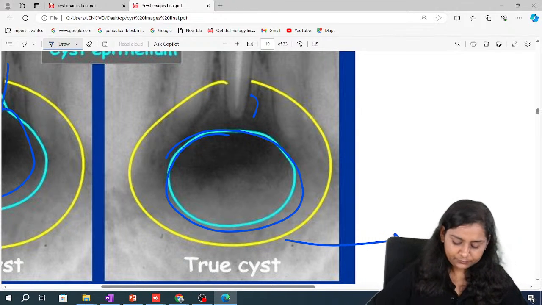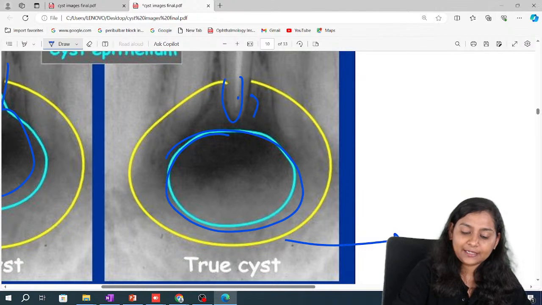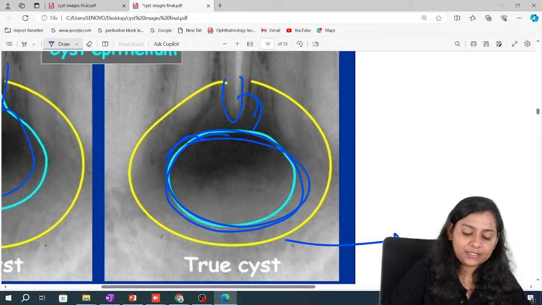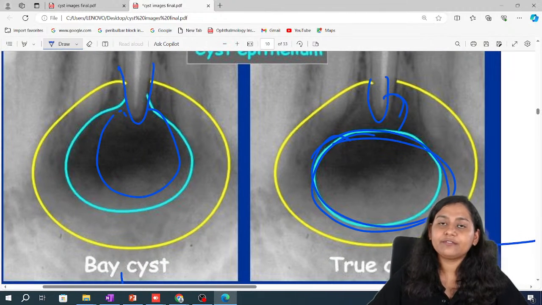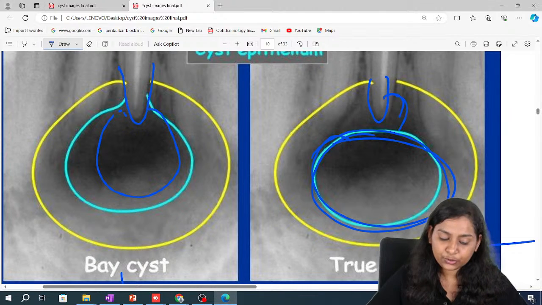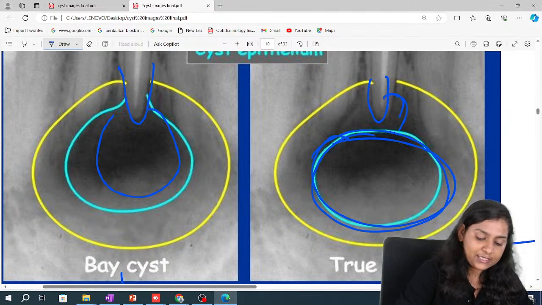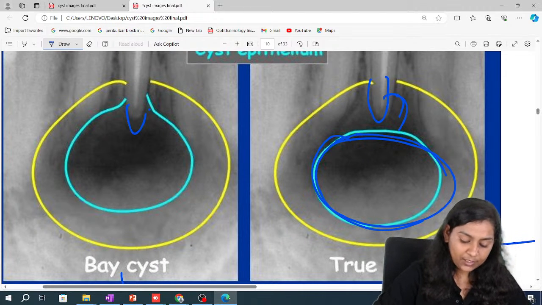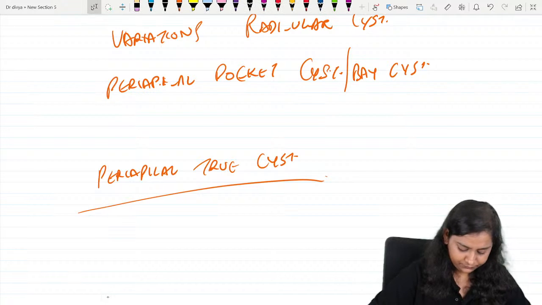Adjacent to the tooth and it is separated from the tooth. It is present at the apex of the tooth. Now this is the only difference between the base cyst and the true cyst. Here the root is extending into the lesion, while here it is an isolated bag-like structure. I hope this is very clear.